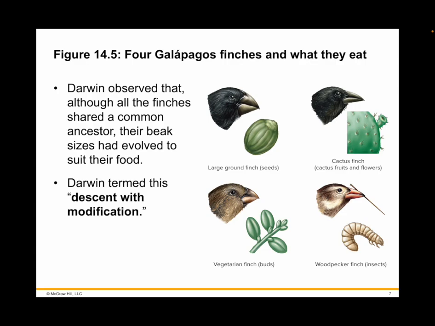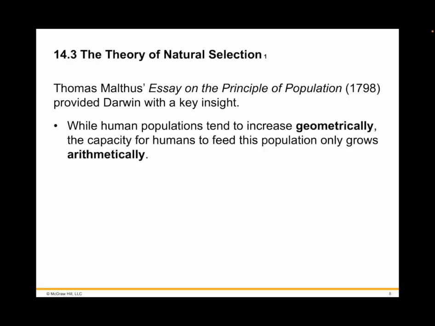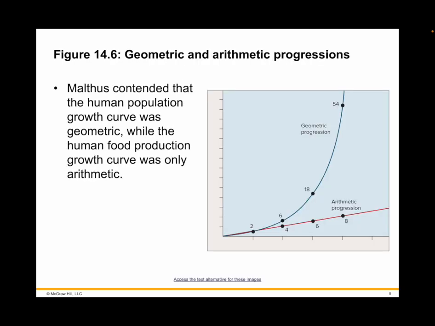In his book, Malthus pointed out that populations of plants and animals, including human beings, tend to increase geometrically, while their food supply increases only arithmetically. In a geometric progression, the elements increase by a constant factor. So if you look at figure 14.6, it shows the progression from 2 to 6 to 18 to 54, where each number is 3 times the preceding one.